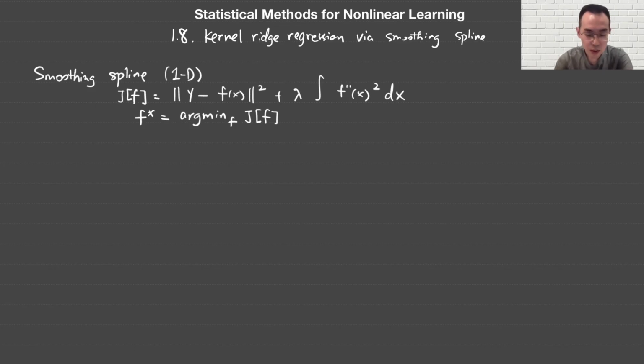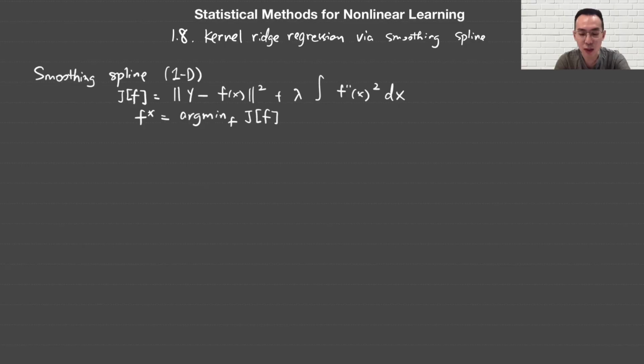Okay, so let's start. And we are starting with the one-dimensional smoothing spline problem. And here is the objective that we talked about before. So we have the sum of residual square as the first term, and then we have the penalty term, the smoothness penalty term as the second term. And our goal is to find the function f that minimizes this objective function.